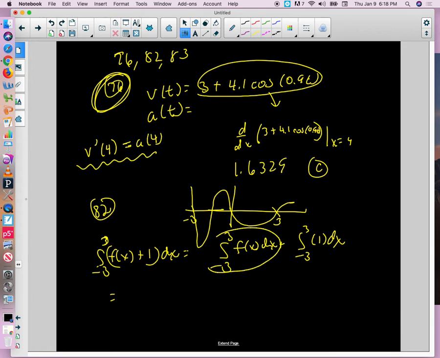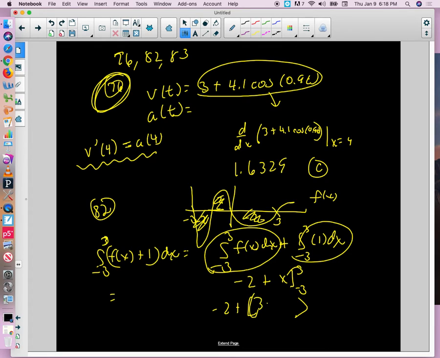This one I can find because this is f of x, so I can integrate it. The areas of each region is 2, so this is 2, this is 2, and this is 2. And so as I do displacement, I end up with all of this is negative 2. And then this one, the integral of 1 is x from negative 3 to 3. So I have negative 2 plus 3 minus negative 3. So I have negative 2 plus 6 is 4. Answer choice C.